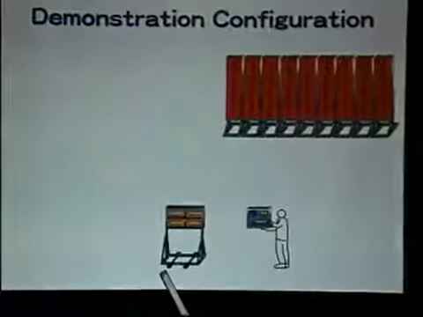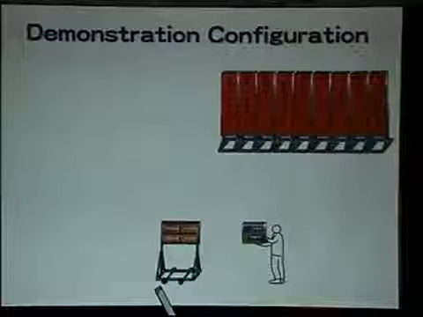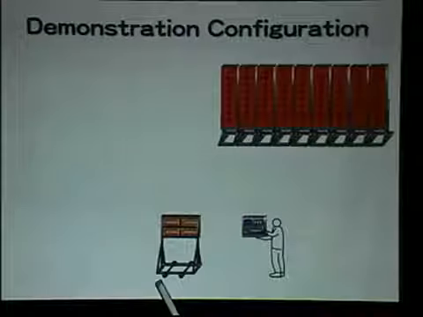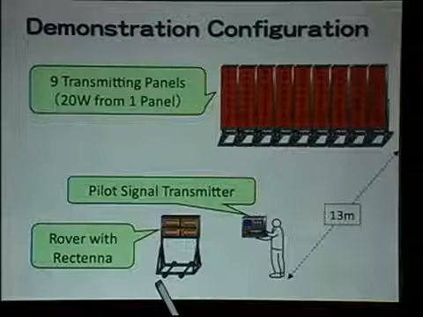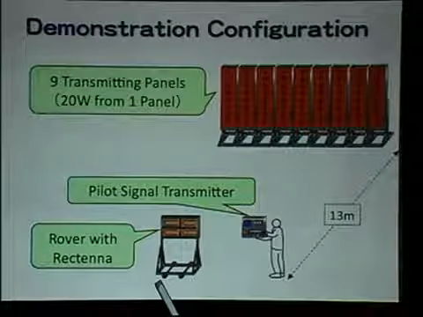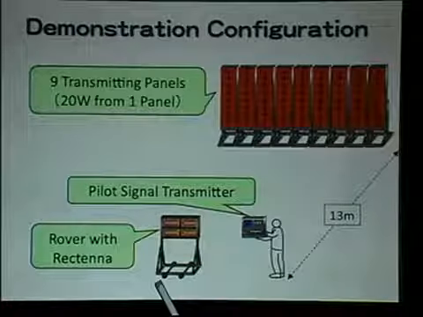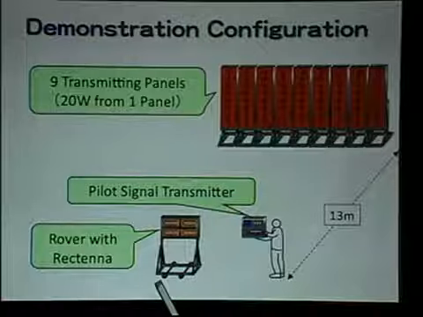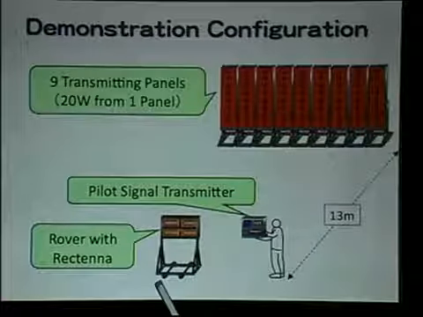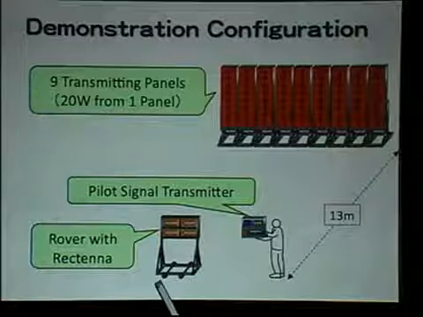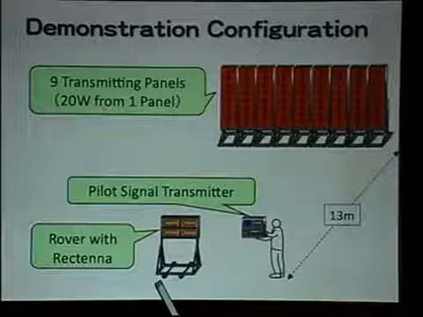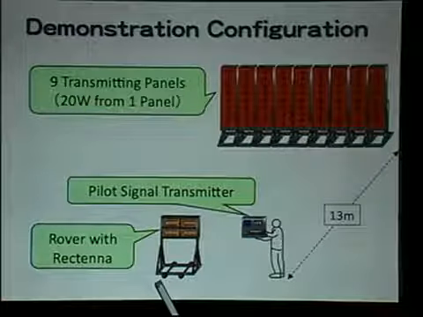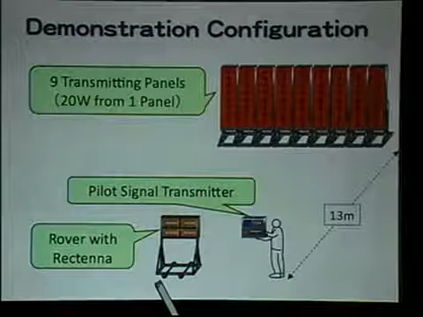I want to explain our demonstration. This is a transmitter for the pulse signal. And this is just a rover with a rectenna. The rectenna connects to a small motor. So when the rectenna receives the microwave power, it can drive this small rover with the electric motors.